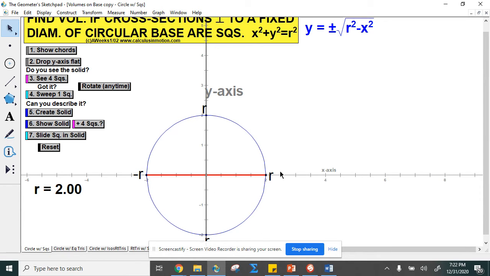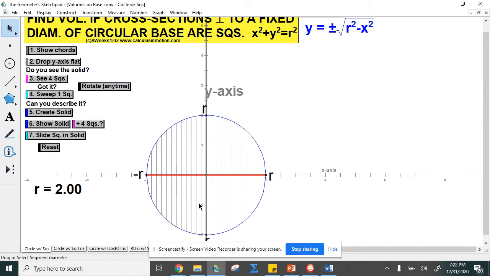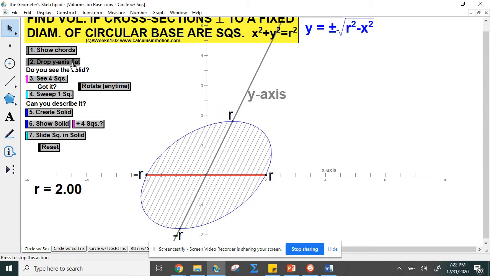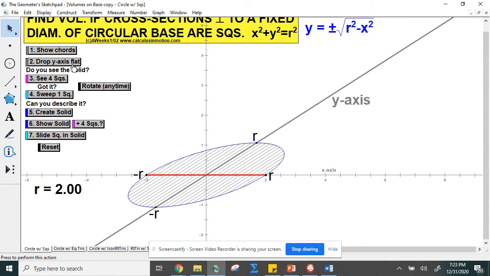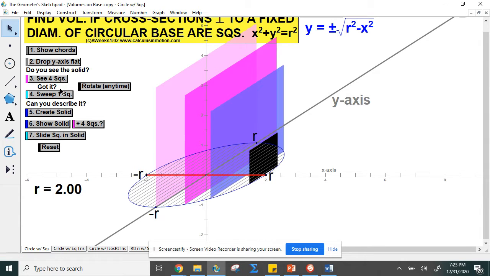So we've got a circle on our coordinate plane. And if I draw vertical lines up and down, I have a whole bunch of vertical lines that go from the top of the circle to the bottom of the circle. I'm going to drop the y-axis so you can see the third dimension. So there's 4 squares. The closer to the end of the circle we are, the smaller the square is. The closer to the diameter, the bigger the square is.